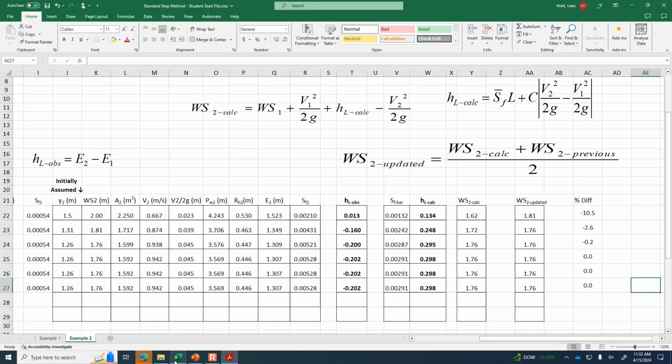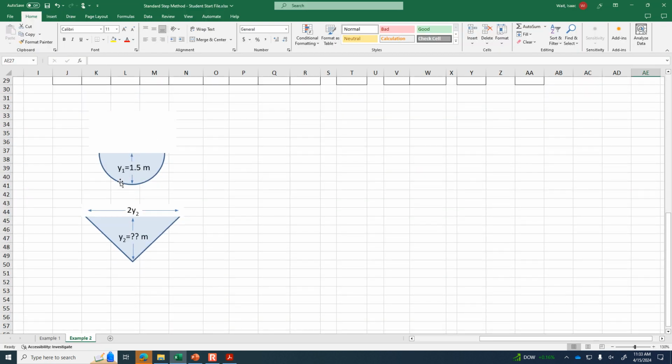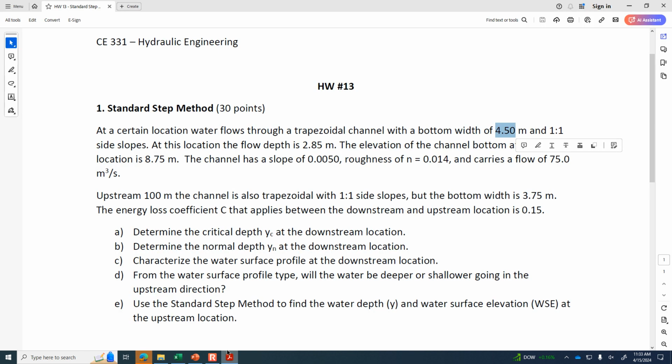Basically, the downstream location where we know things, instead of being half a circle, it's a trapezoid and the bottom width is 4.5. And at the upstream location, it's still a trapezoid, but the channel's a bit narrower. Instead of being 4.5 meters wide, it's 3.75 meters wide. There's an energy loss coefficient that's defined. You've got a channel slope that's defined, and from the channel slope that's given is how you're going to determine the Z2 upstream. The flow rate is specified.